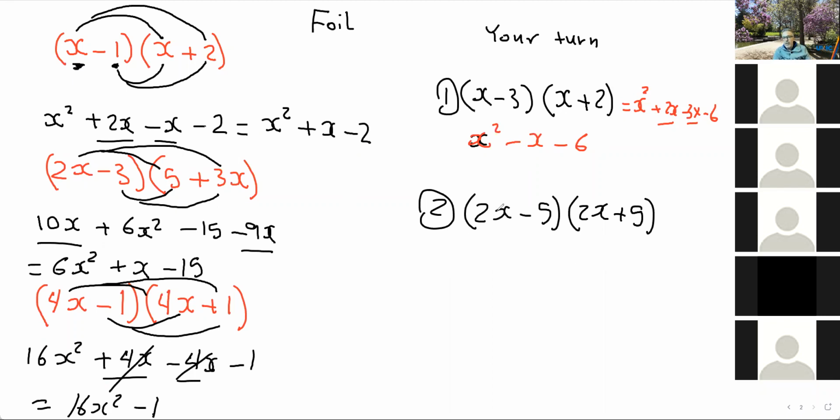So let's just FOIL it. 2x times 2x is 4x squared. 2x times positive 5 is plus 10x. Negative 5 times 2x is negative 10x. Negative 5 times positive 5 is negative 25. These will cancel because they are the opposite of one another. So your final answer is 4x squared minus 25.